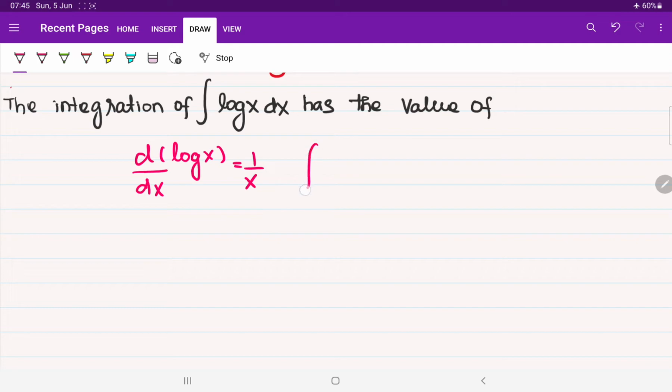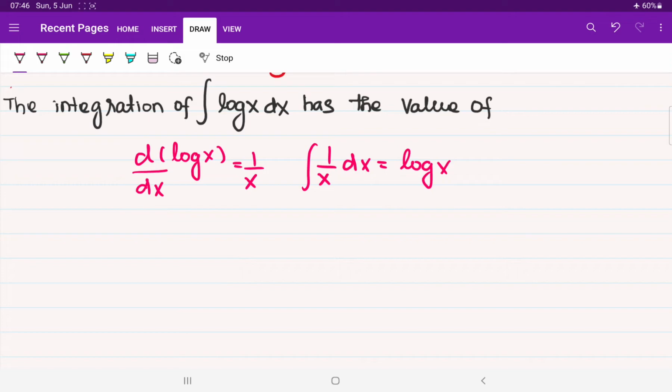Similarly, if we integrate 1 by x with respect to dx, that value is equal to log x, because they are vice versa. Differentiation will give you integration, integration will give you differentiation, vice versa. There will be no doubts between these two. But the problem here is, sir, directly they have given the integration of log x. What can I do, sir?